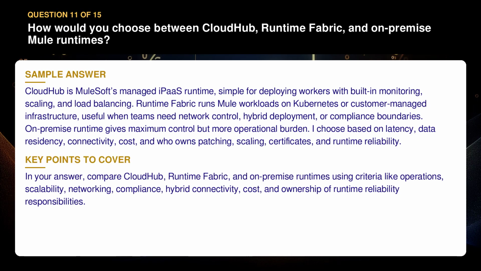In your answer, compare CloudHub, Runtime Fabric, and on-premise runtimes using criteria like operations, scalability, networking, compliance, hybrid connectivity, cost, and ownership of runtime reliability responsibilities.